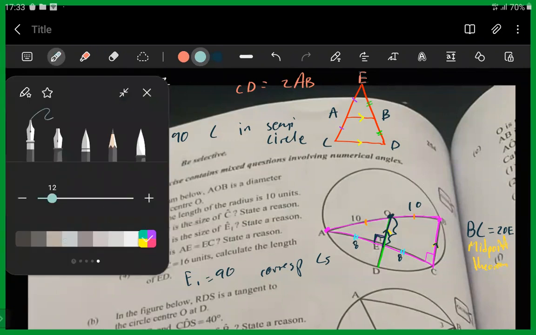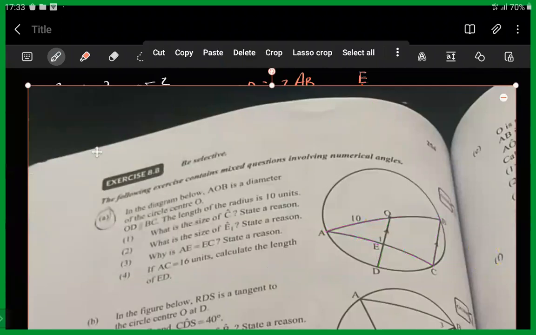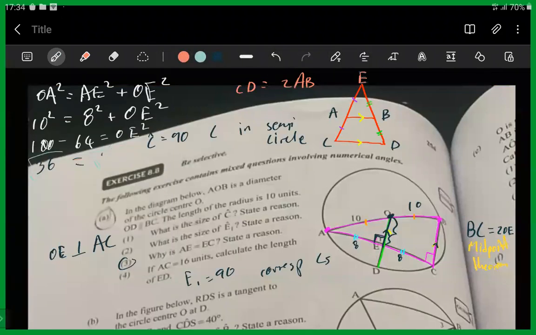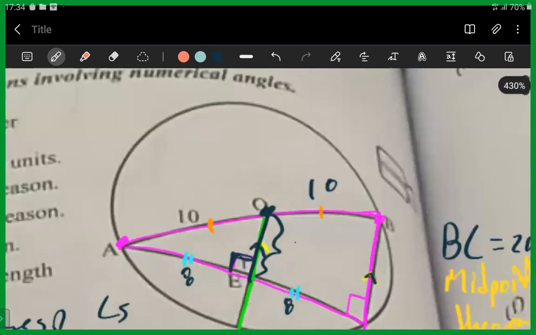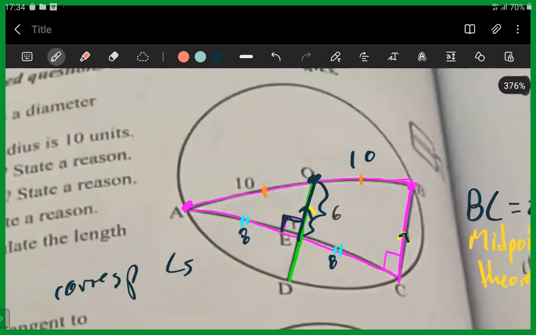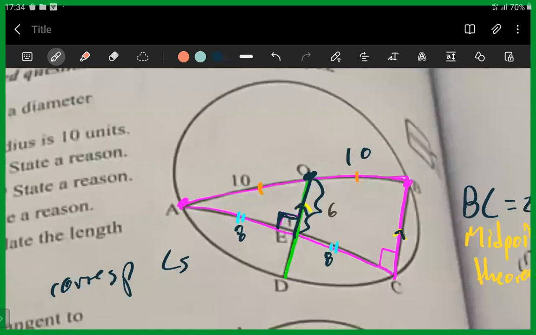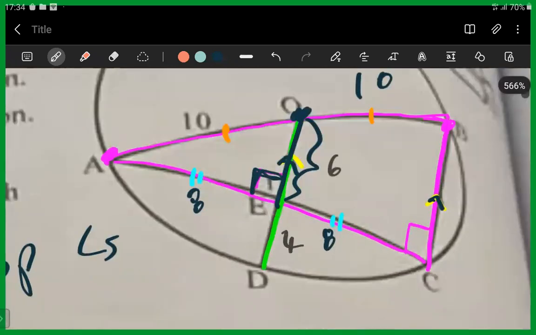I'll just put the dimension here. So OE squared, and then OE is equal to 6. So if OE is equal to 6, what is ED then? ED is equal to 4. Exactly. That's how you get your ED.